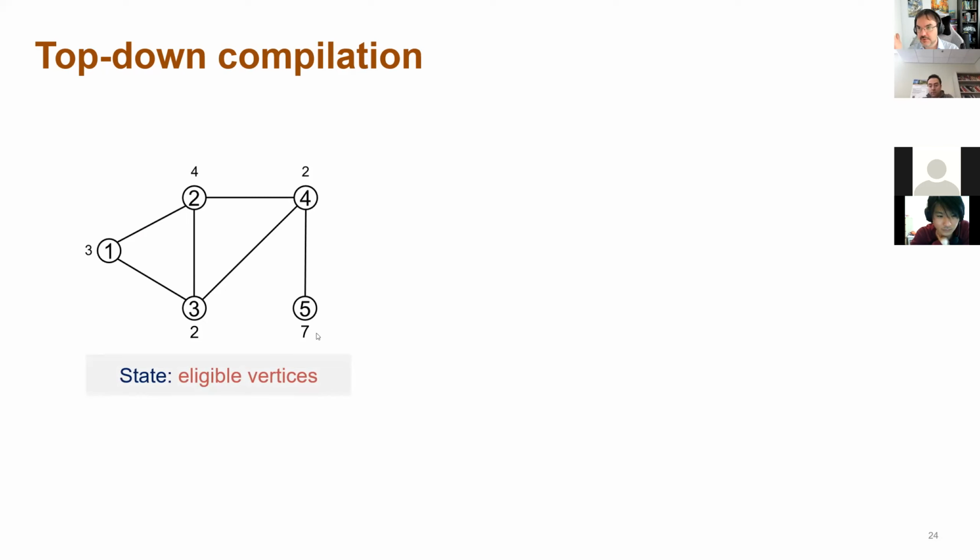But what is the state here? I don't even need to write the DP formulation. The state here is the set of eligible vertices. What are the vertices that I can still pick from that graph, that are still available to add to your independent set? Okay. So here my decision is going to be of two types. It's also a binary variable. So either I'm going to include that vertex or I'm not going to include that vertex in my independent set, right?